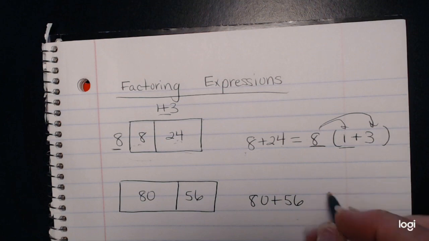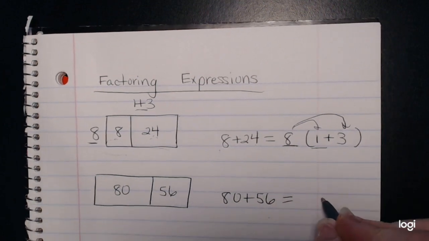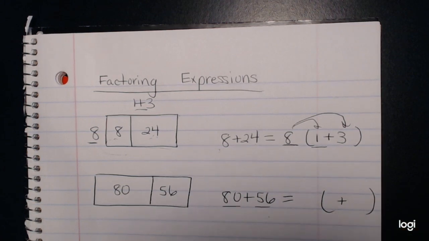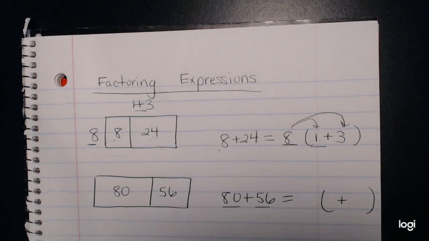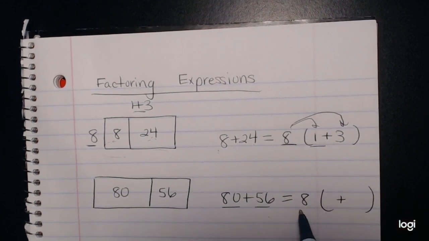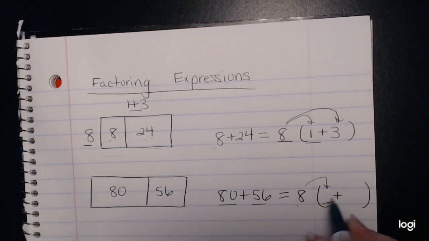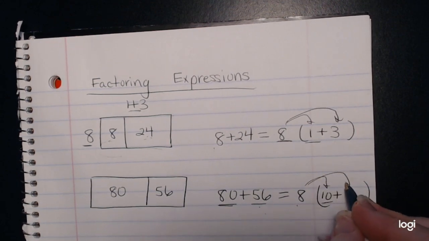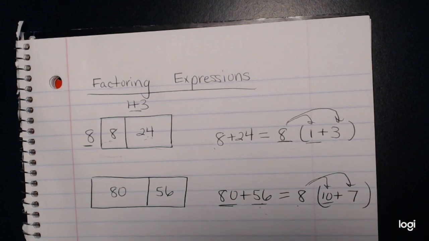So write this. We know we want to find the greatest common factor. This is a plus. So I'm going to look on my factor sheet and see if I can find the greatest common factor for 80 and 56. And the largest factor we have would be an 8. So we'll pull the 8 out. 8 goes into 80 10 times. And 8 goes into 56 7 times.